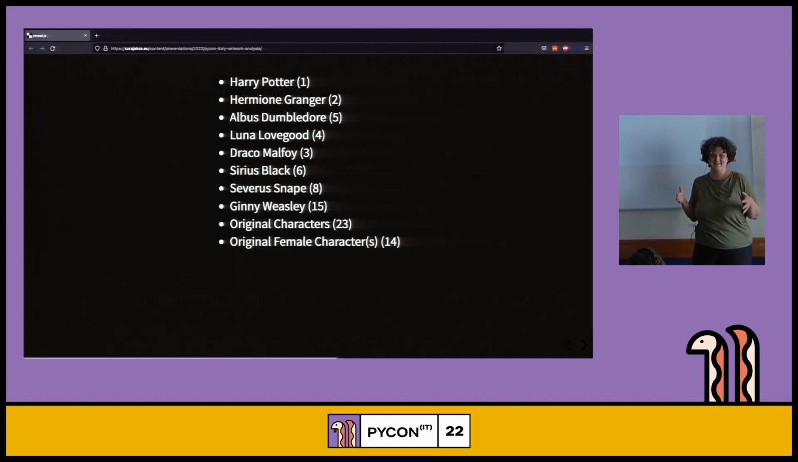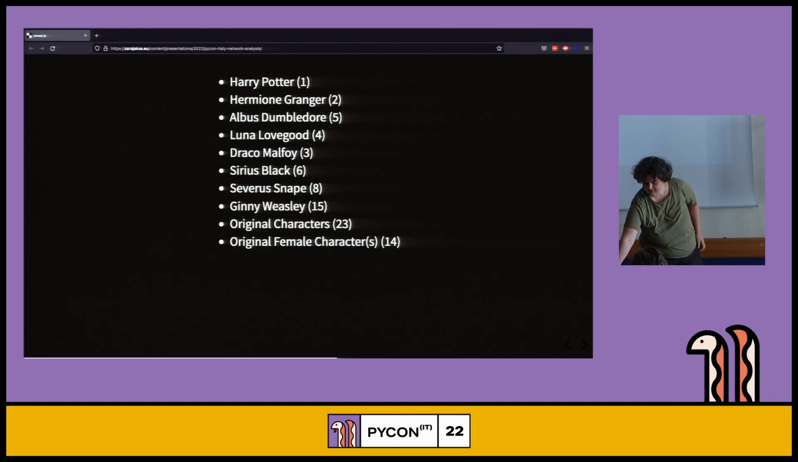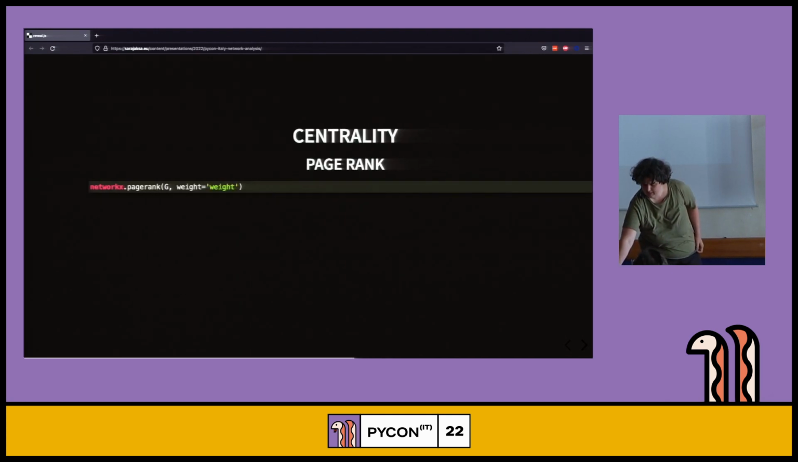What's probably surprising is the original characters, which are used a lot in fan fiction and can a lot of times be used to connect different groups simply because they can be used with basically any story or any other characters.